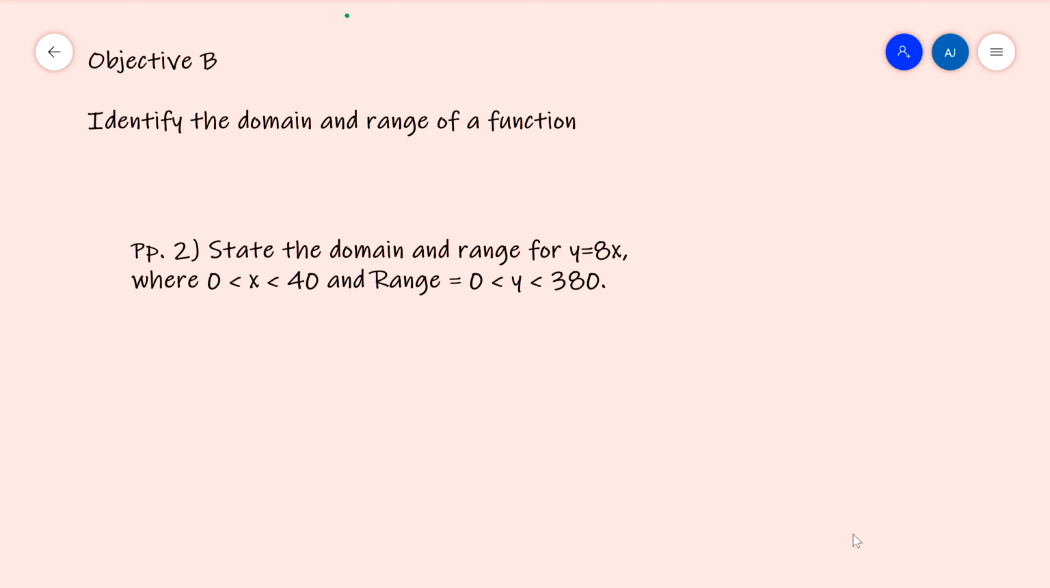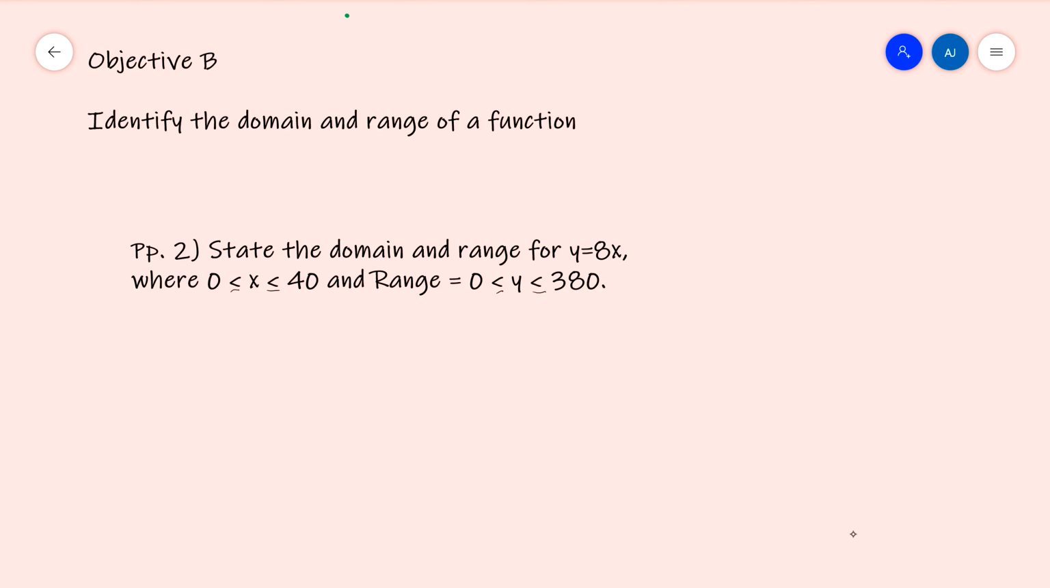State the domain and range for y equals 8x, where 0 is less than or equal to x. So let's put those little lines underneath here, because it matters. Right there and right here. So that will take care of that. Those lines underneath mean we're using the equal to. State the domain and range for that function rule of y equals 8x, where 0 is less than or equal to x is less than or equal to 40, for all the x values that can't go beyond 40, just like the previous problem.